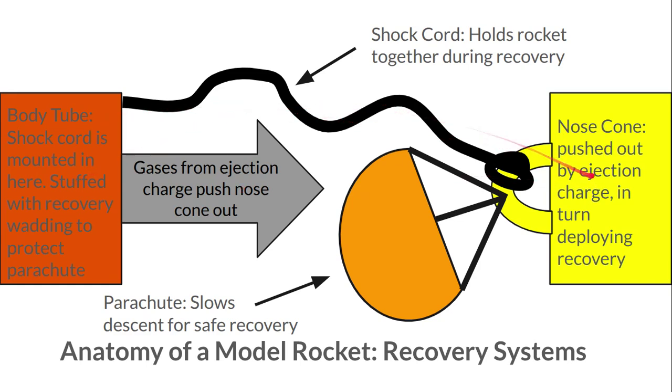The shock cord will pull them together, and by pulling it out, it'll also pull out the parachute and deploy it, and that'll slow down the descent. We know what a parachute does. That'll make sure it doesn't come down like a missile, ballistic, like a lawn dart, and it'll make sure that your rocket comes home in one piece.